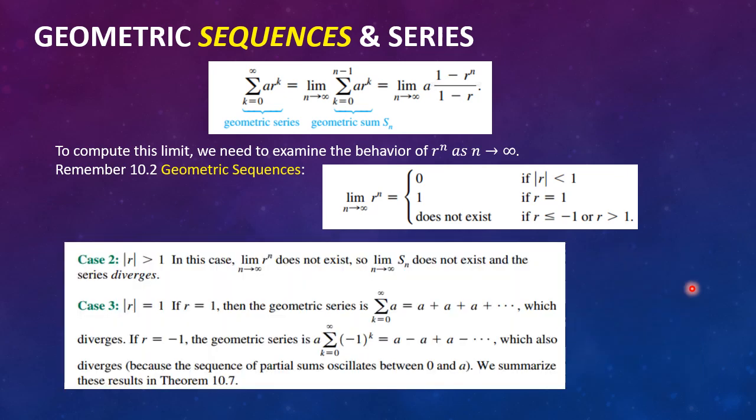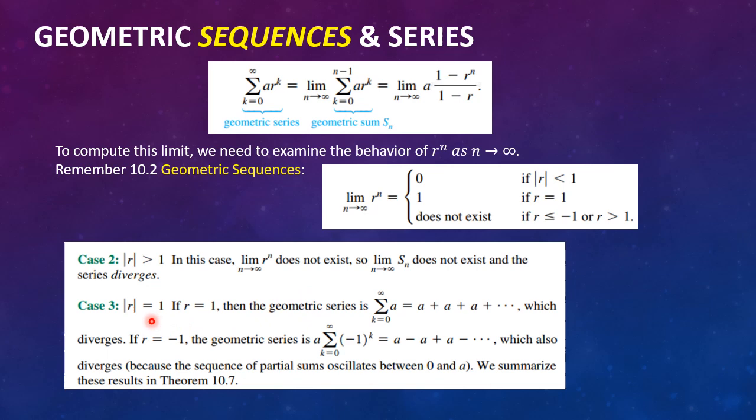The other cases: if the absolute value of r is greater than 1, notice that the limit doesn't exist. As we apply the limit up here, this term doesn't exist, and so this whole limit doesn't exist, and so we say that in that case the series is going to diverge. There is no limit. It just gets bigger or oscillates, etc.